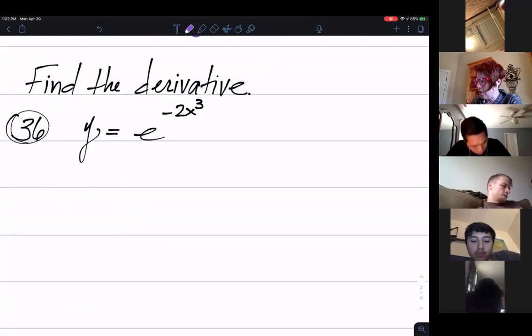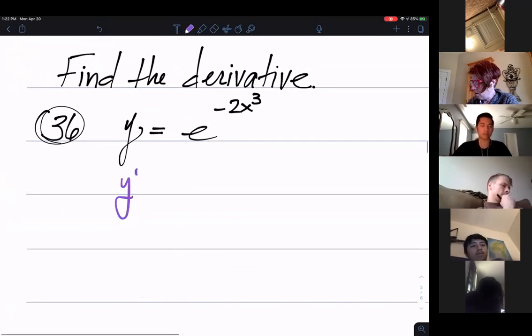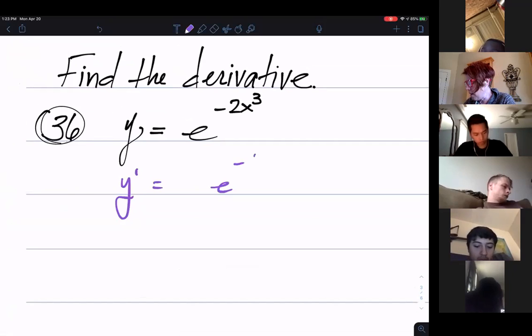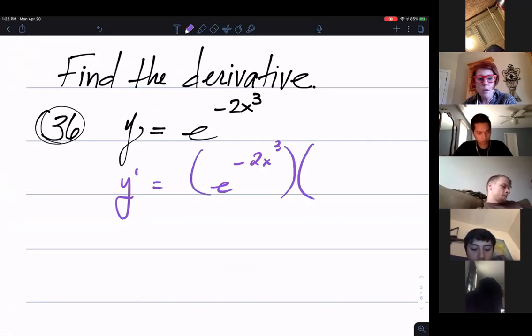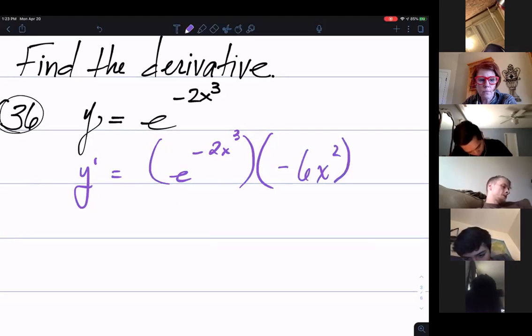Okay, so if you've got number 36 and you're asked to find the derivative, the first thing is it's an e raised to some power, so copy it first. So this is going to be e to the negative 2x cubed, just a plain and simple copy. No work done. There is no math whatsoever there. And you're going to multiply it by the derivative of just the power piece. So what's the derivative of the power? Negative 6x squared. Yep, negative 6x squared.